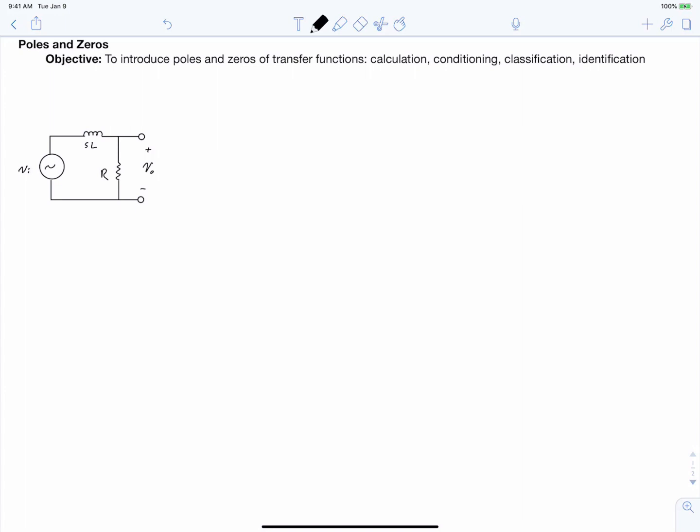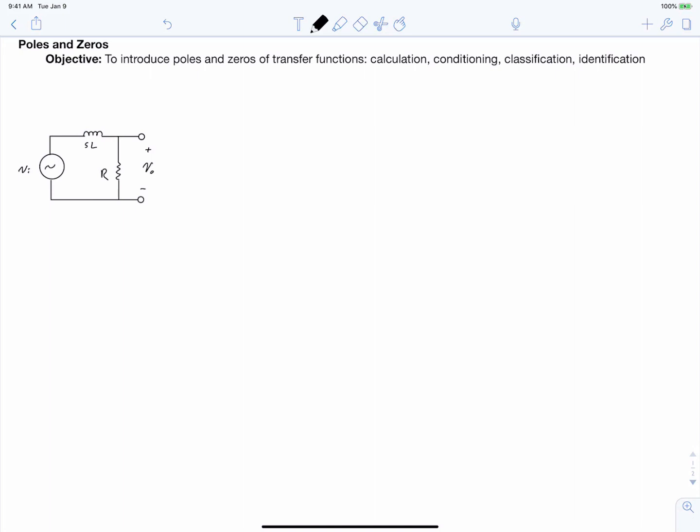The objective of this video is to introduce poles and zeros of transfer functions. We're going to talk about the calculation, conditioning, classification, and identification of poles and zeros. The overarching goal here is that we're developing tools that will enable us to study the dynamic behavior of our power electronics converters so that we can design regulators to control them.